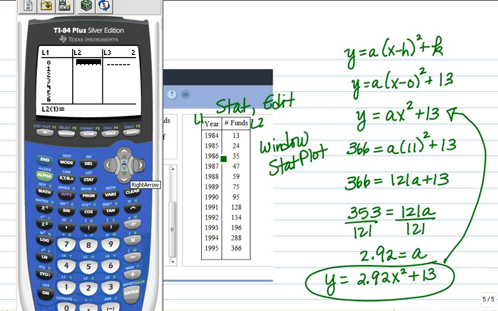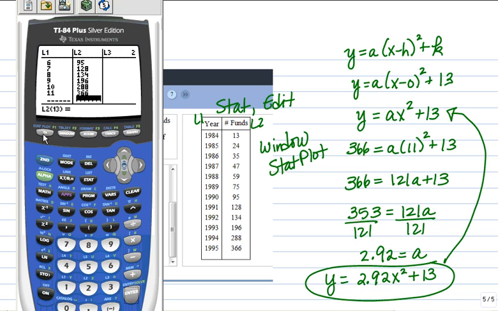Okay, then use the right arrow key, and then we can enter these: 13, 24, 35, 47, 59, 75, 95, 128, 134, 196, 288, and 366. Okay, good. If you get an error message that says dimension mismatch, that's usually because you have one off in your L1 and L2 columns.